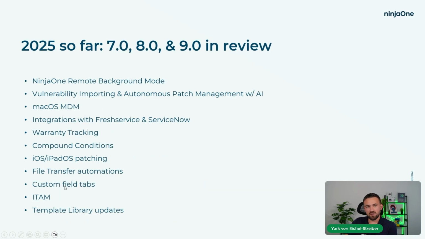So a couple of the highlights from recent releases, 9.0, 8.0, 7.0, such as NinjaOne Remote background mode, vulnerability importing, and autonomous patch management. The autonomous patch management is something I like to call out on every webinar and every conversation that I have. Just a cool application of AI, in my opinion.